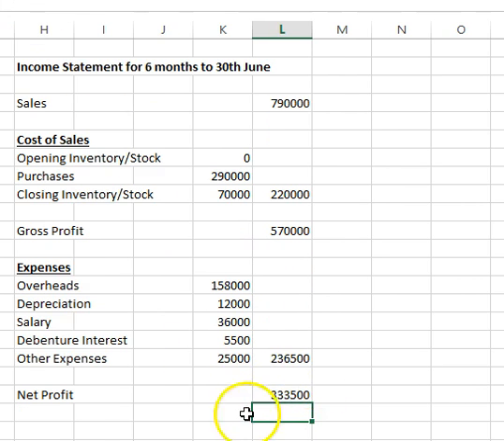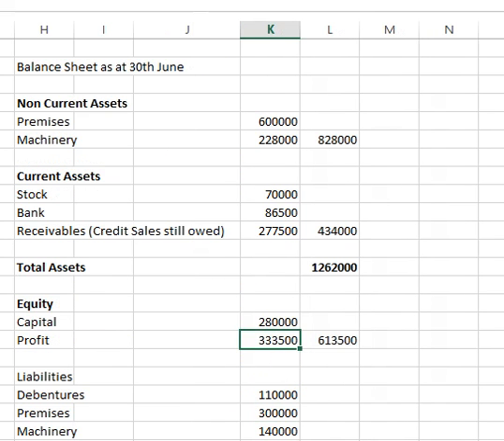And so you will see we calculated 333,500 for our income statement. We carried that into our balance sheet under equity. Adding together our capital and our profit, we have 613,500. The next item within our balance sheet is our liabilities.